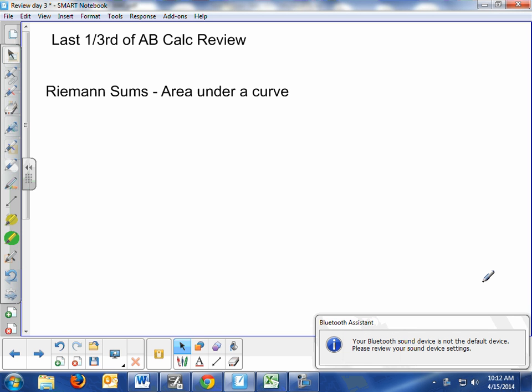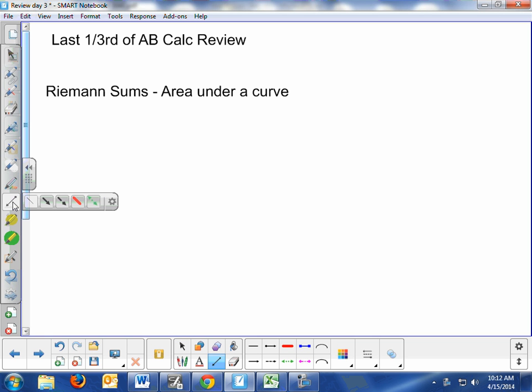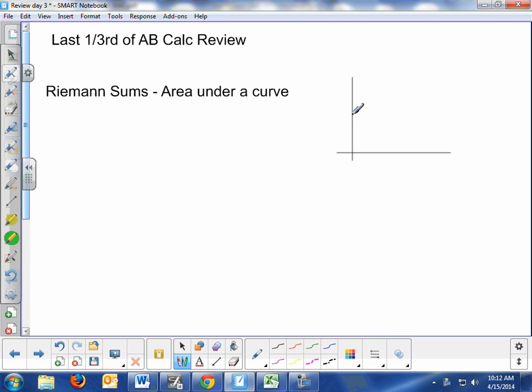So, all this semester, all the material that we've learned, the last third of AB Calc, we started with talking about how do we find an area under a curve. So take a curve, and the question is, how do I find the area underneath that curve? From 2 points, from A to B.